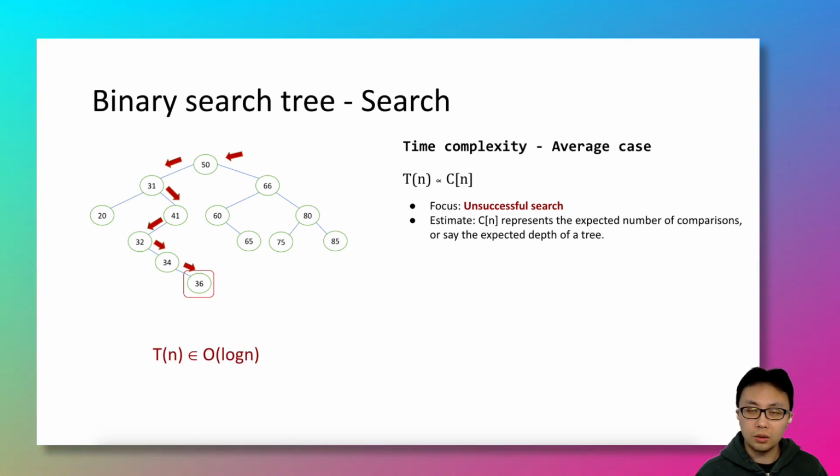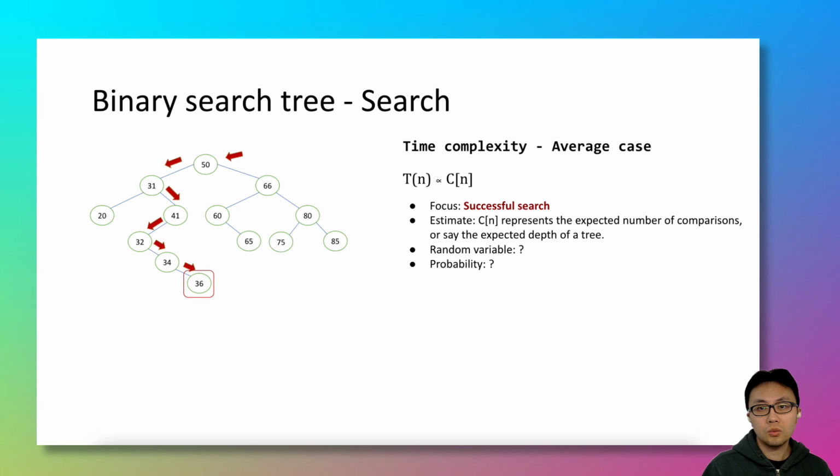That's the first scenario. The other scenario is successful search, which requires the help from the expected value. In other words, for this scenario, we need to identify the proper random variable and the corresponding probability.